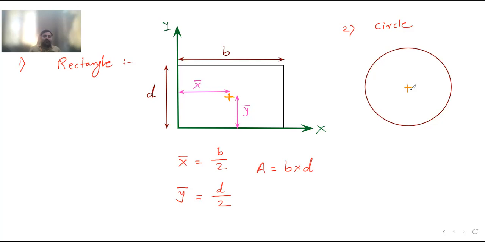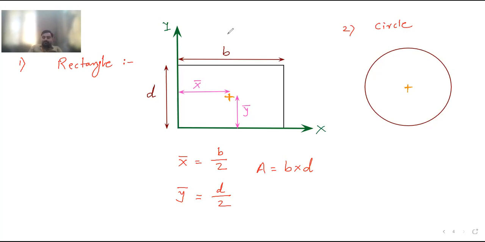Circle is symmetric for any of the axes. So in the case of circle, the center of the circle and the centroid of the circle are the same point. Circle is the only figure in which the center and the centroid are both at the same point. In the case of a rectangle also, the centroid is at this point.